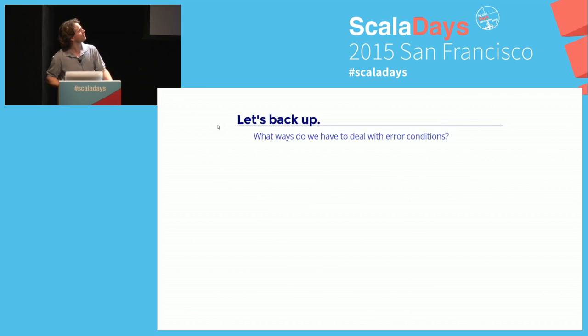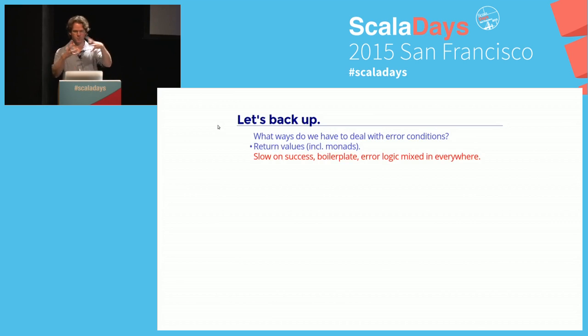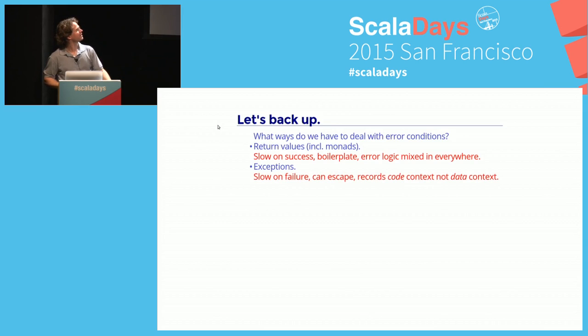So it seems like we want something more like exceptions. Of course, people have dealt with these sorts of error conditions lots and lots. And so with return values, if you build some contraption around your return value, you're slow on success, and you've got boilerplate, and your logic is mixed in. If you have exceptions, it's slow on failure.